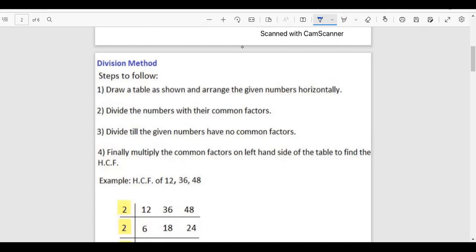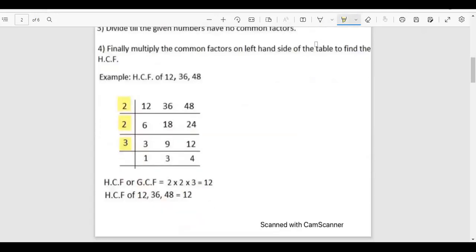The second thing is that the method totally depends upon the question. For example, this is the question: you need to find the HCF of 12, 36 and 48. Now, if the examiner is giving you 12, 36 and 48 with their prime factors, the method is going to be different. We'll talk about that method after this example. But if the question is directly about the HCF of 12, 36 and 48, we will be doing it this way. You know this method, right?